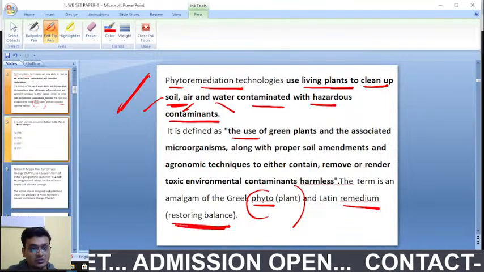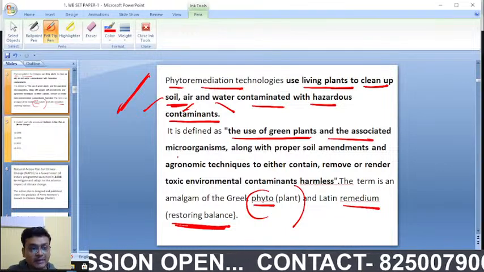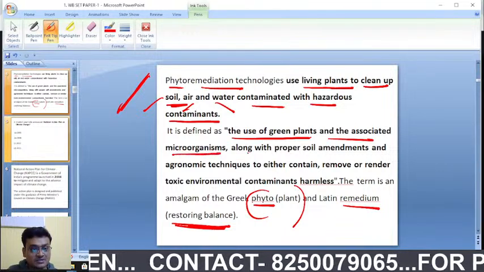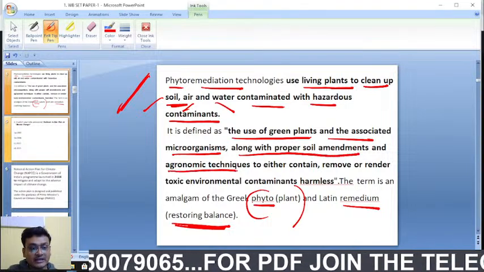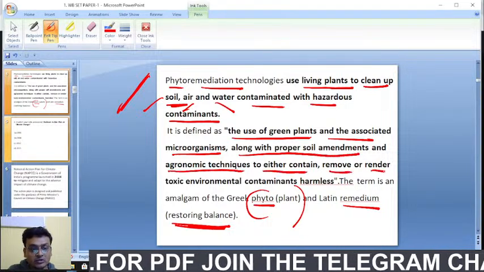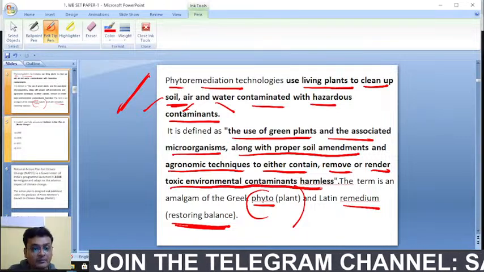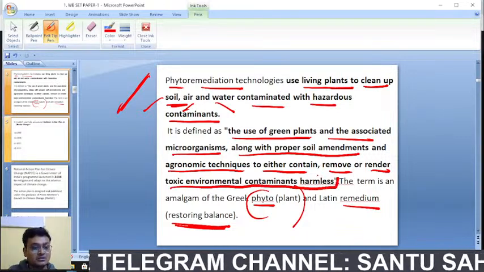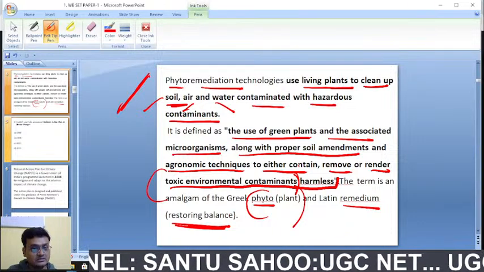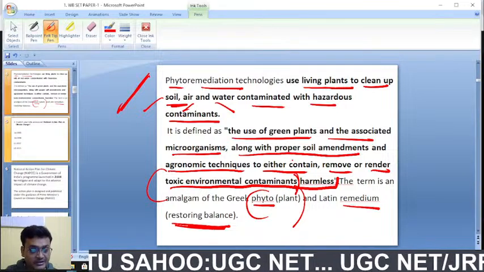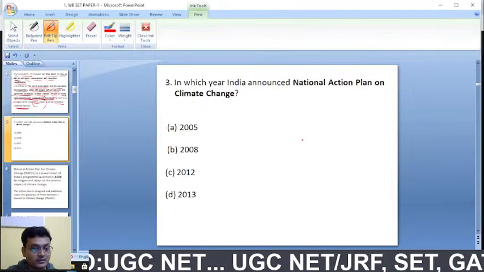It is defined as the use of green plants and the associated microorganisms, छोटा छोटा microorganisms को use करके, along with the proper soil amendments and agronomic techniques, to either contain, to remove or to render the toxic environmental contaminant harmless. ओके, जो टॉक्सिक एनवायरमेंटल कंटेंट्स को क्या करना है? रेस्टोर करना है, क्लीन करना है. That is phytoremediation. चलो नेक्स्ट क्वेश्चन.